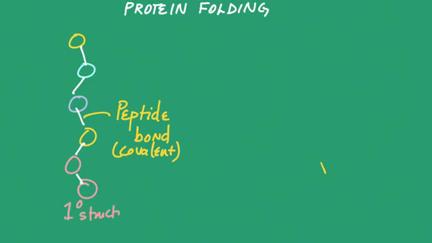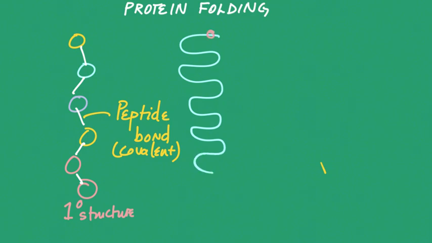The next level is the secondary structure, and it's a little bit more complex. Keratin in hair exists in this form. The pink circles that you see here are the amino acids, and the dashed lines are the hydrogen bonds that hold this structure together.